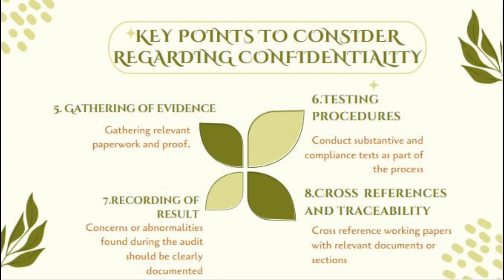7. Recording of results. Any concerns, exceptions, and abnormalities found during the audit process should be clearly documented. Then, provide justification and analysis backed up by relevant evidence. The next step is cross-reference and traceability. This is where we cross-reference working papers with relevant sections or documents, which are usually found in financial statements, in order to make the audit trail easier to navigate and comprehend, basically making it easier to understand.